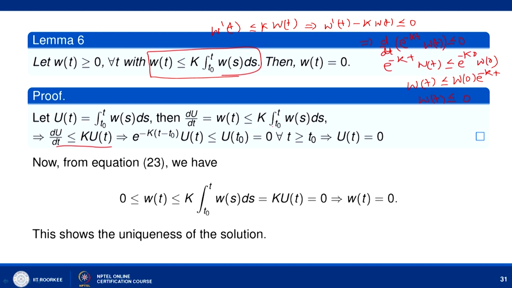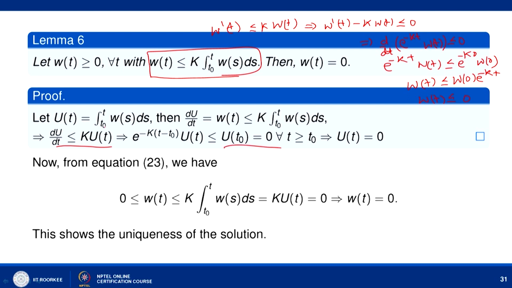So, it is less than or equal to k times the integral from t naught to t of W(s) ds, and by the definition of u(t) I can say that this is nothing but k u(t). So, du/dt is less than or equal to k times u(t), and this implies that e to the power minus k(t minus t naught) u(t) is less than or equal to u(t naught), and we already know that u(t naught) is what?